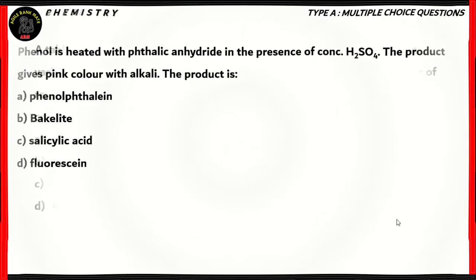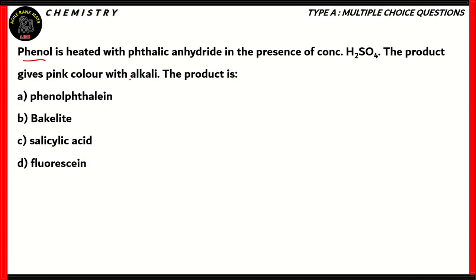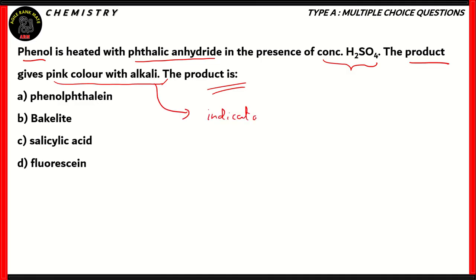Now let's look at some questions of chemistry. Phenol is heated with phthalic anhydride in the presence of concentrated H2SO4. The product that we get gives pink color with alkali. We need to find out what the product is. Straightforward question. The second line gives it away. Pink color with alkali is an indicator. So since it gives pink color with alkali, it can be used as an indicator, and the indicator in question is option A, phenolphthalein. So option A turns out to be the right option.